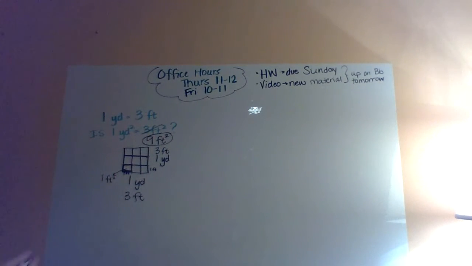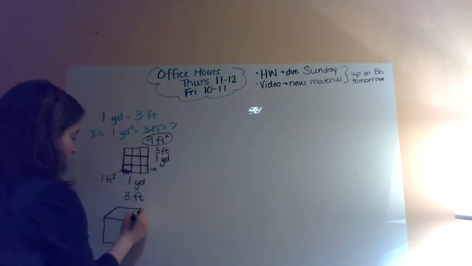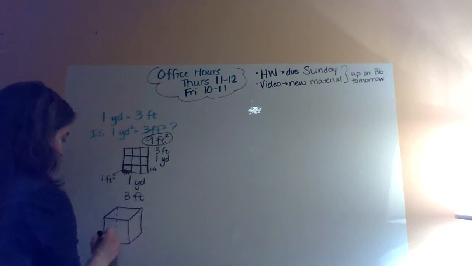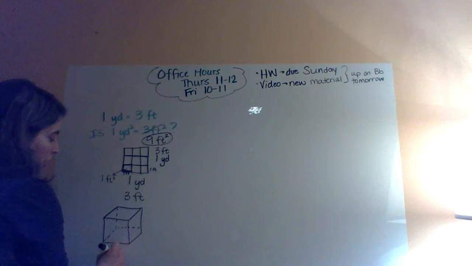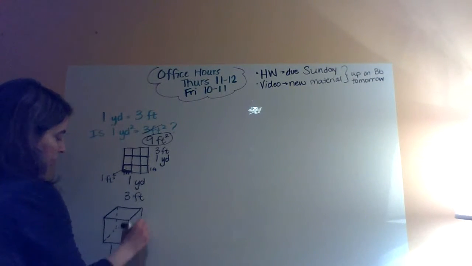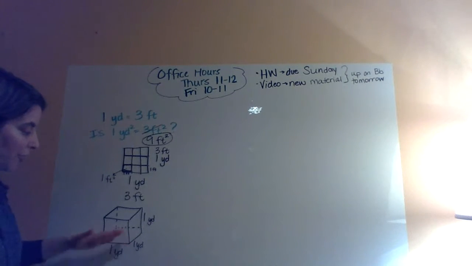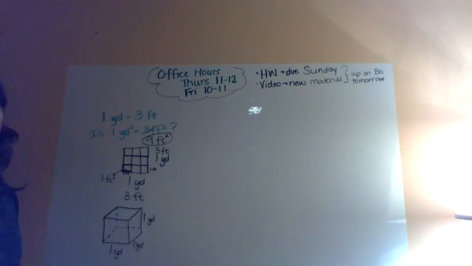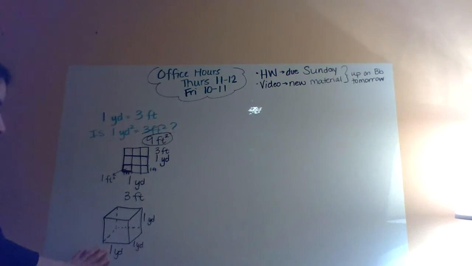Then in class, we took it a step further. This was not a question that I'd asked you to think about before Wednesday. But what if we now have a cube, and the cube has dimensions of 1 yard in every single direction? So 1 yard, 1 yard, 1 yard. We want to know how many cubic feet that is. Well, again, it's 3 feet in each direction. To find the volume of a cube, we do length times width times height. So 3 feet times 3 feet is 9, times 3 feet is 27.